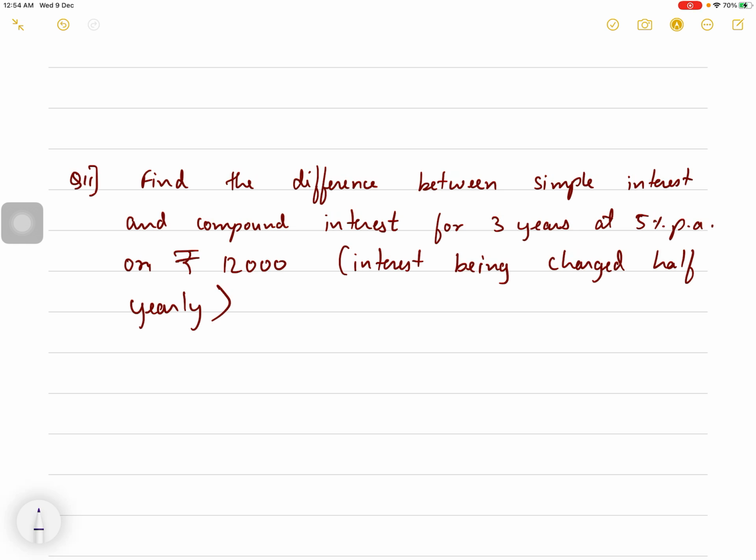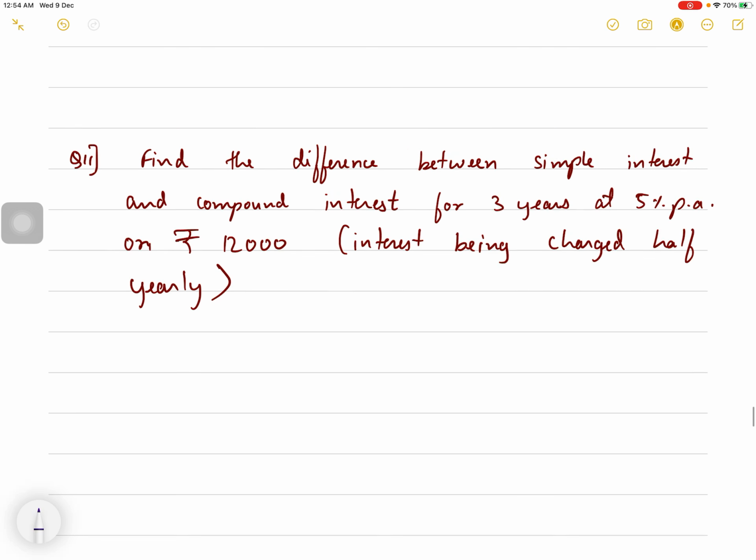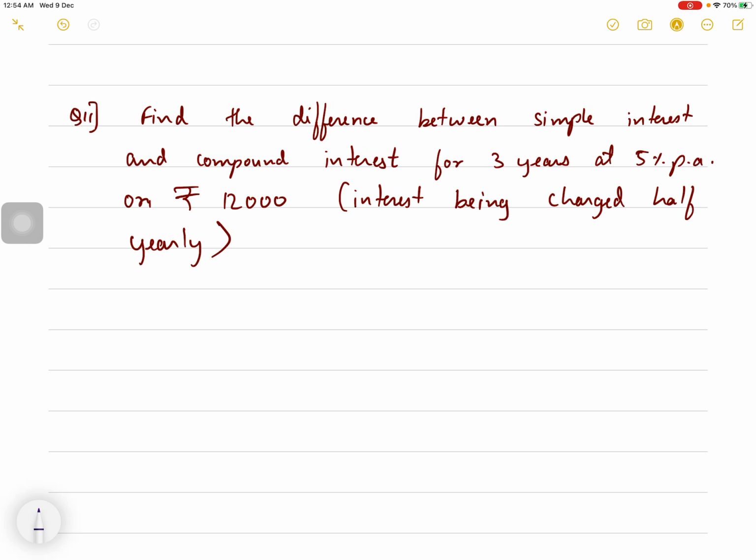Let's solve the next problem. Find the difference between simple interest and compound interest for 3 years at 5% per annum on rupees 12,000, interest being charged half yearly. Same question, only the amounts are different, that's it.